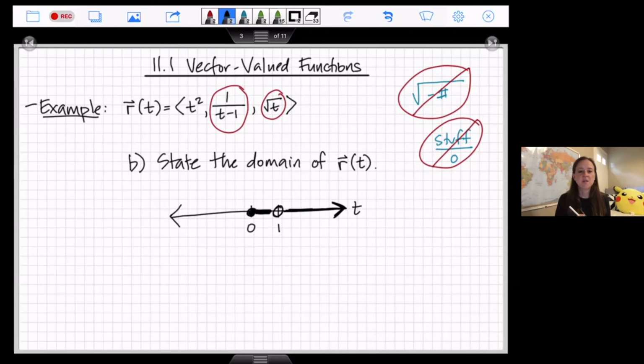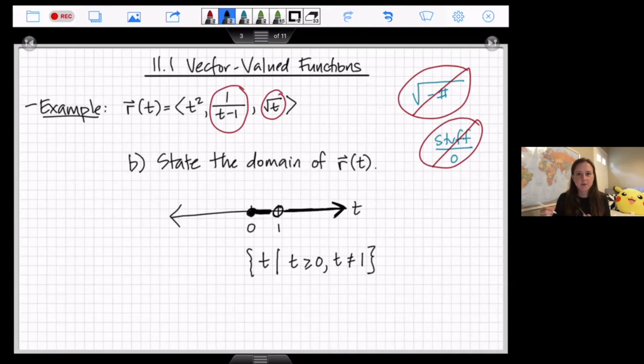So you can put this in either interval notation or set notation. Set notation is probably easier. This is the one where we would say all values, I'm in algebra, all values of t. How about that? So that t is greater than or equal to 0, comma, t is not equal to 1. Okay, so that just lists all of our restrictions for that area of the number line.